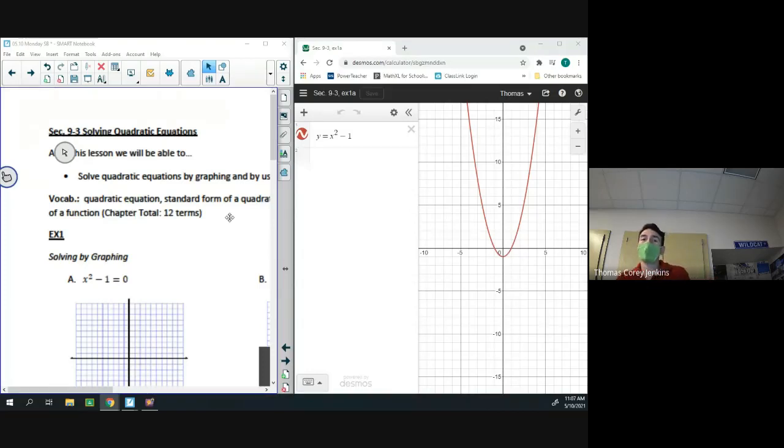All right, there it goes. So we will go ahead and start our third lesson of Chapter 9 today. In my opinion, this is the easiest lesson because we're starting to solve quadratic equations.